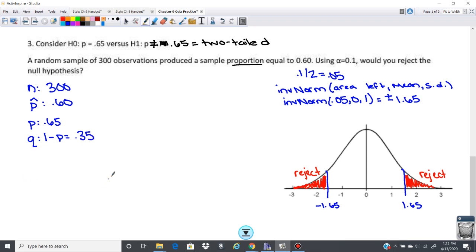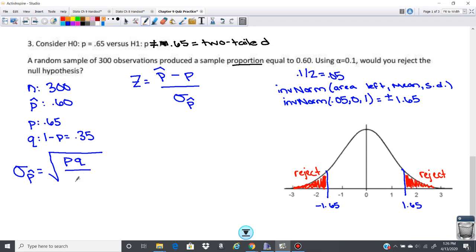All right, so we need to find the Z value for this. Our Z value is going to be P hat, for proportion, minus P, over the standard deviation of P hat. Now, of course, we have to find the standard deviation of P hat. That formula is the square root of P times Q over N. So let's go ahead and do that. That's going to be the square root of 0.65 times 0.35 over the sample size 300.